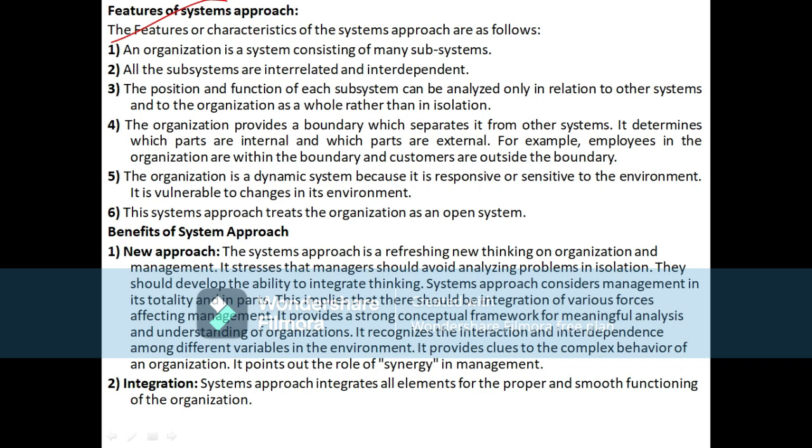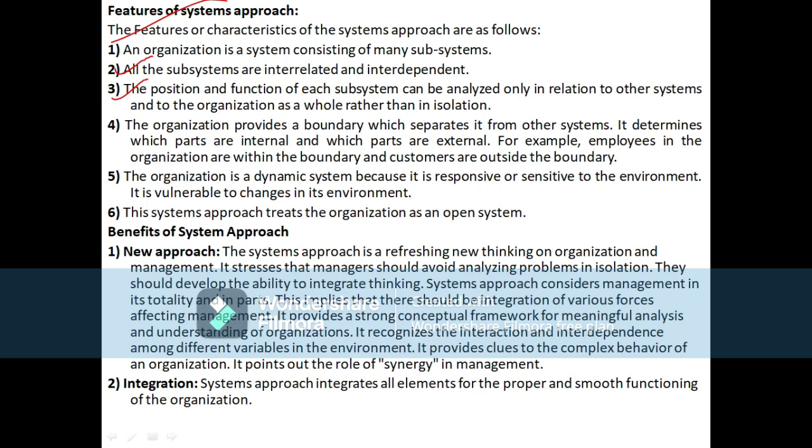Production will be dependent on marketing, marketing will be dependent on production, so they are interdependent. All the subsystems are interrelated and interdependent. Then the position and function of each subsystem can be analyzed only in relation to other systems and to the organization as a whole rather than in isolation.